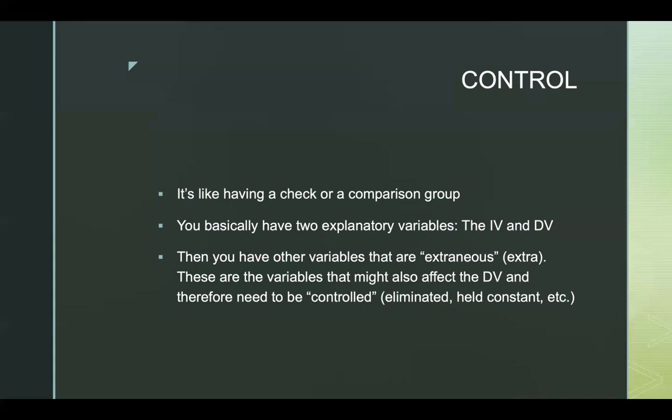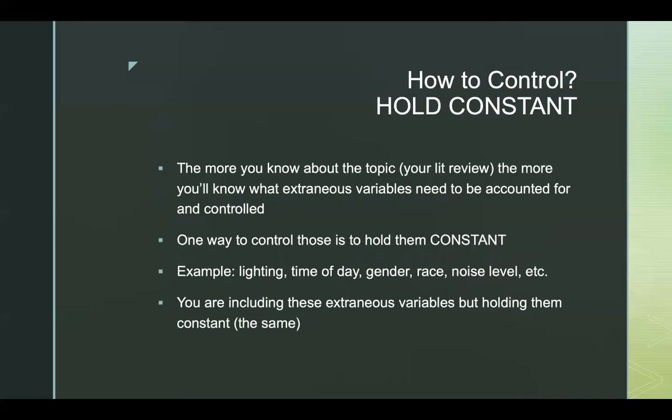If you're doing a study of blinking on hunger, you have to definitely make sure that nobody in your study has just finished eating a chocolate cake. That's an extraneous variable that you have to control. You can control it by eliminating it. You can hold it constant, etc. I am going to tell you how you do that. So one way to control these extraneous variables is to hold them constant.